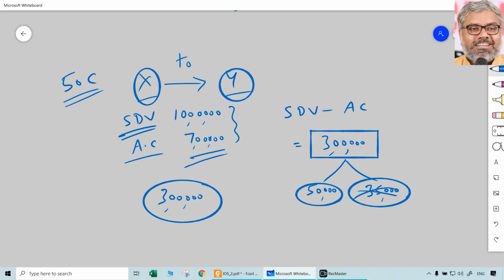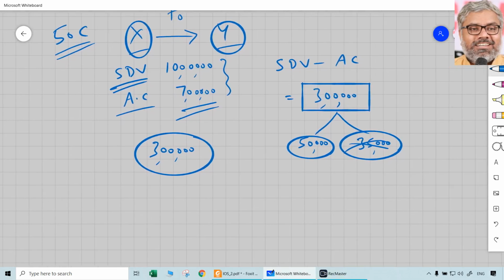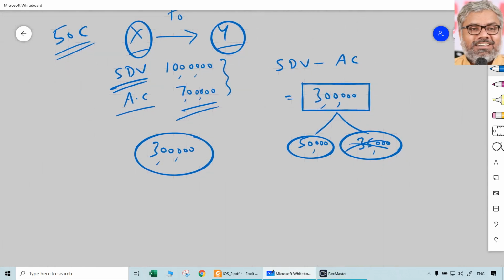Once the inadequacy exceeds the higher of either 50,000 or 5% of the actual consideration, then the entire inadequacy becomes taxable in the hands of Mr. Y, the recipient. In our case, 3 lakh rupees will be taxable in the hands of Mr. Y. Simple.